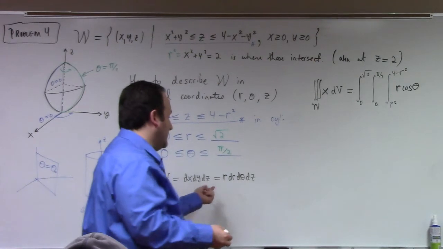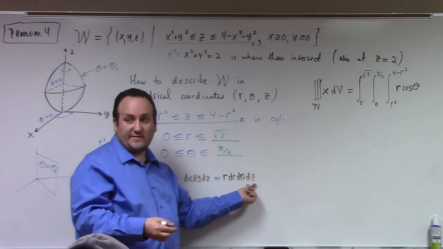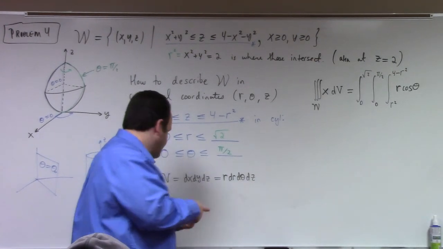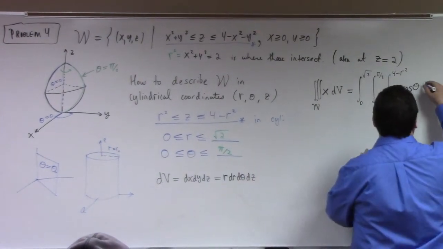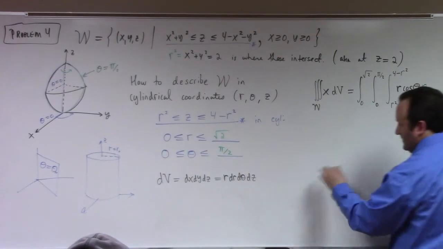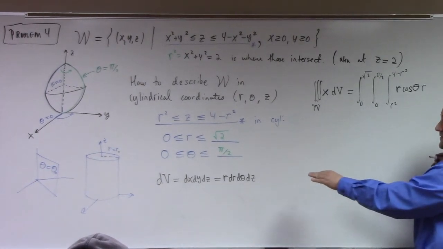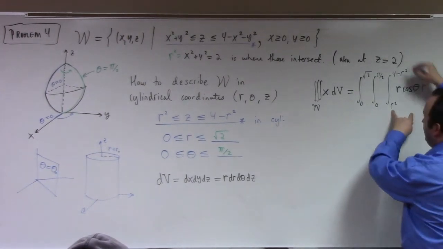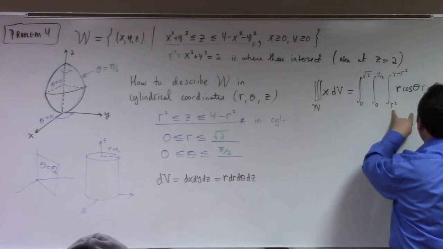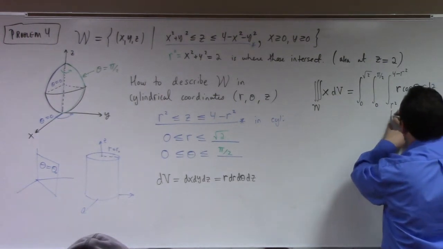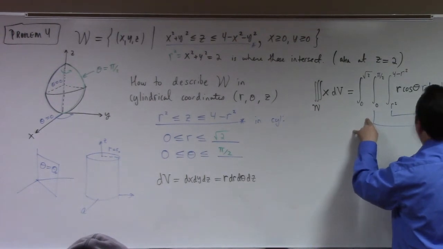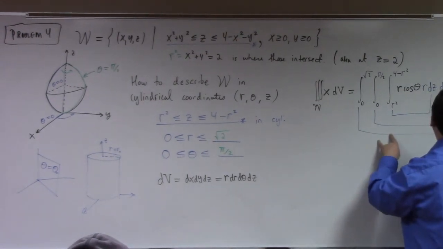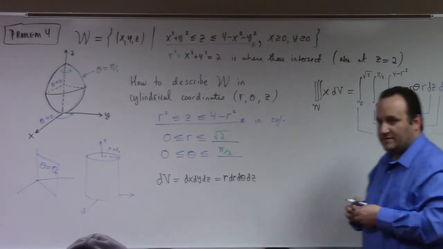I've got to be careful, though. The ordering of the differentials has to match the bounds, right? So, yeah, there's an r. Which comes first, though? Does dr come first? Because I've got z bounds here, right? So I go dz, then d theta, then dr, with the way I just set it up.